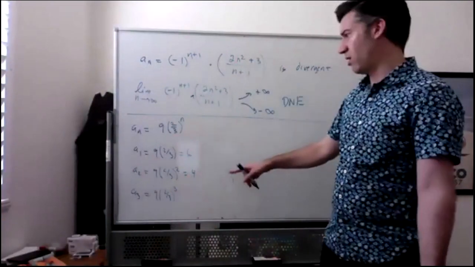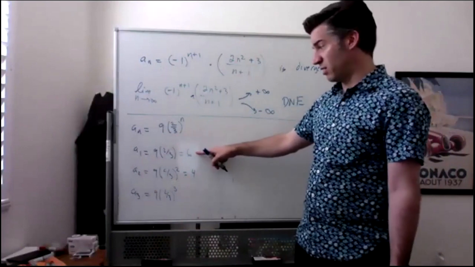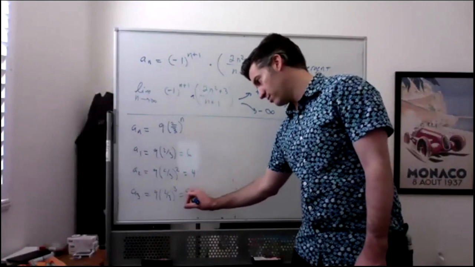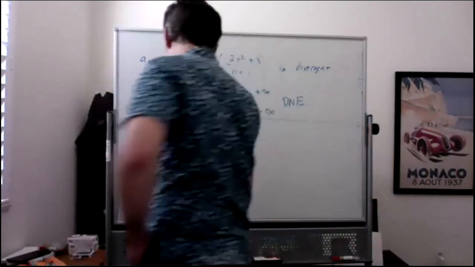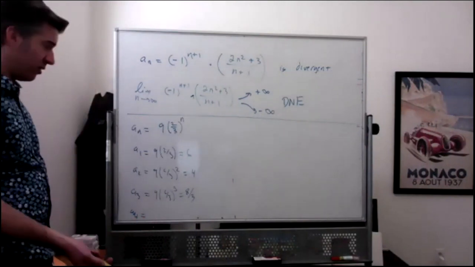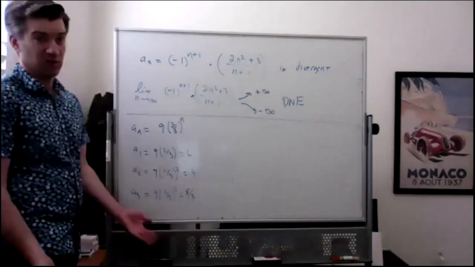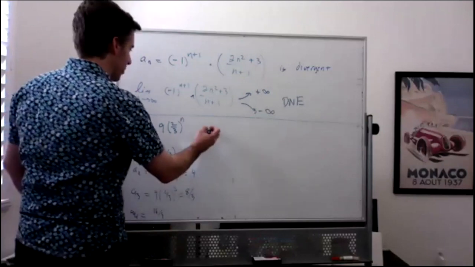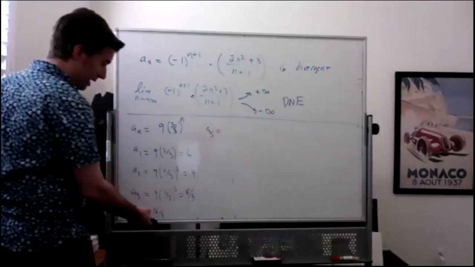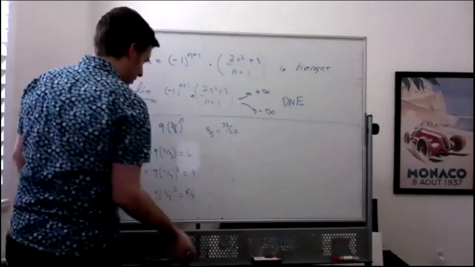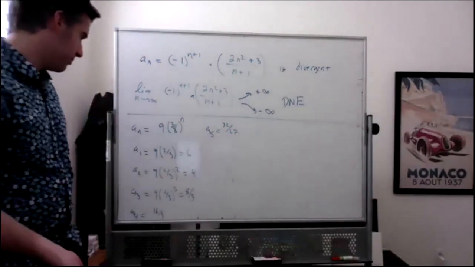So I can say, well, right, the first term was 6. 6 times 2/3 is 4. 4 times 2/3 is 8/3. And the next term, which would be 9 times 2/3 to the 4th power, is going to be 8/3 times 2/3, which is 16 ninths. And then the next term would be 16 ninths times another 2/3, which is 32/27. And so on, and so on, and so on.